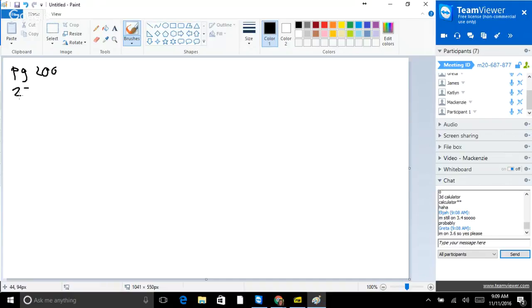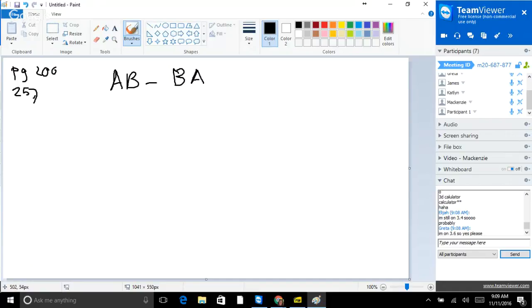Problem number 25. Okay, so what we have along the top is a set of given matrices. They give you matrix A, B, C, D, and E. Number 25 asks you to multiply matrix A times matrix B and subtract that from matrix B times matrix A.